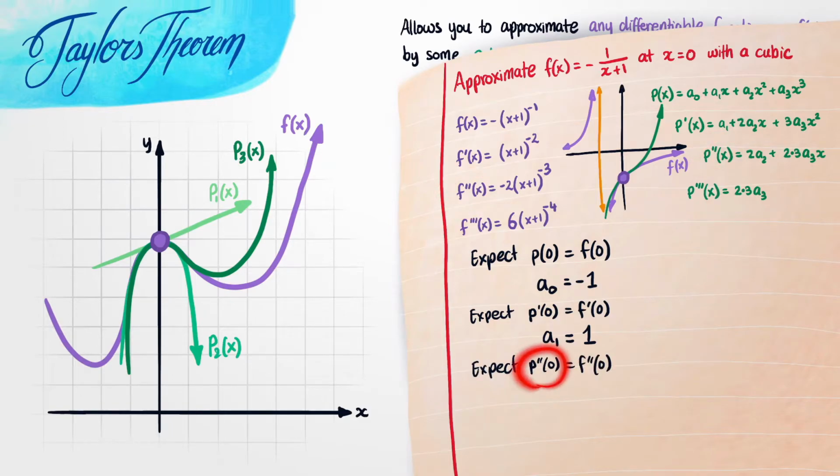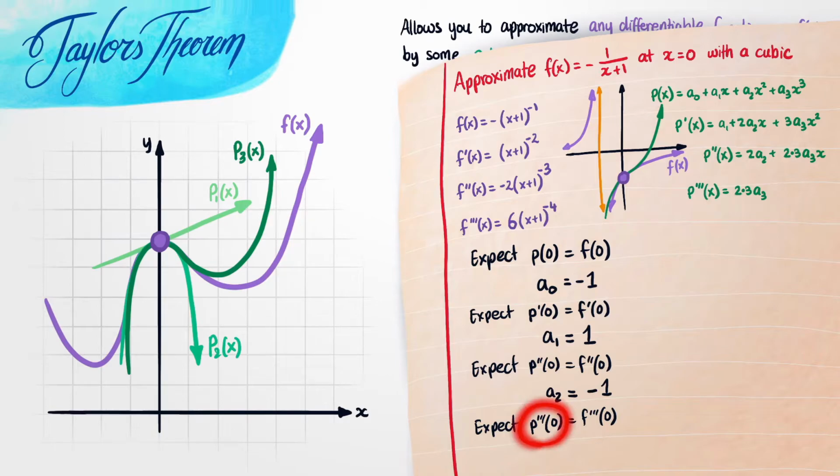So we can find the left-hand side by subbing in x equals 0 into this equation, and then we notice that this crosses out, so we just get 2a2. And then on the right-hand side, we just sub in x equals 0 into this equation, which just gives us 1 to the power of negative 3, which is still 1, and then we just get negative 2. Now, of course, these 2's just cross out with each other, so of course a2 just equals negative 1 as well. And now finally, we expect the third derivatives to be equal to each other as well.